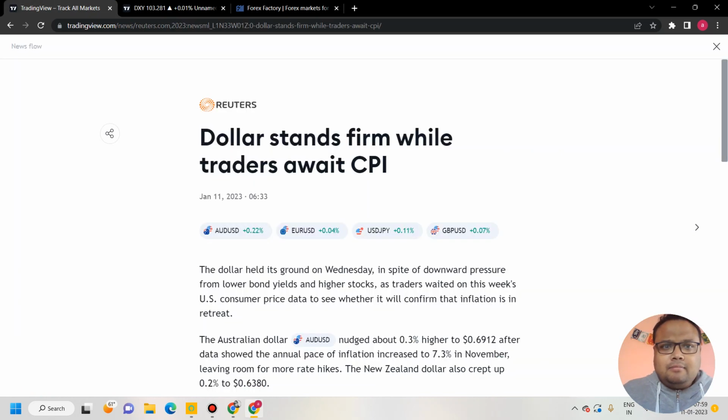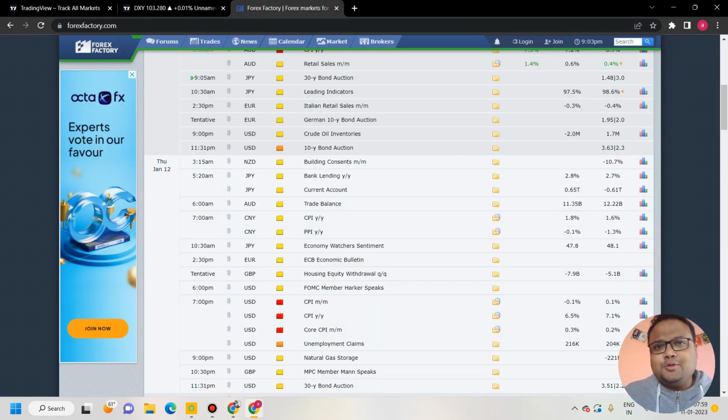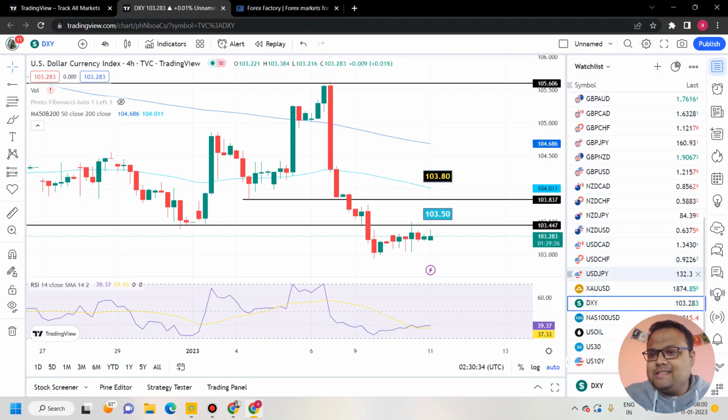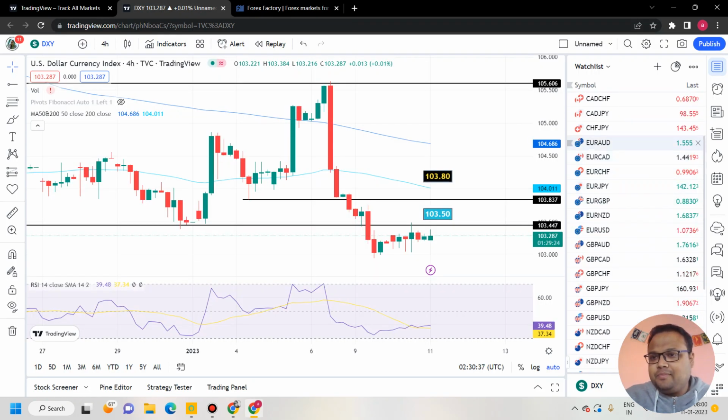You can see the dollar stands firm while traders await CPI, and CPI is tomorrow. The market is mostly waiting for CPI, and CPI is a big event for the market. So maybe by tomorrow we will get to see some good movement in the market, or we will get some better trading opportunities, because right now the market is not moving much, so trading opportunities are very few. CPI will be very important. Now let's have a look at the chart of Euro USD.